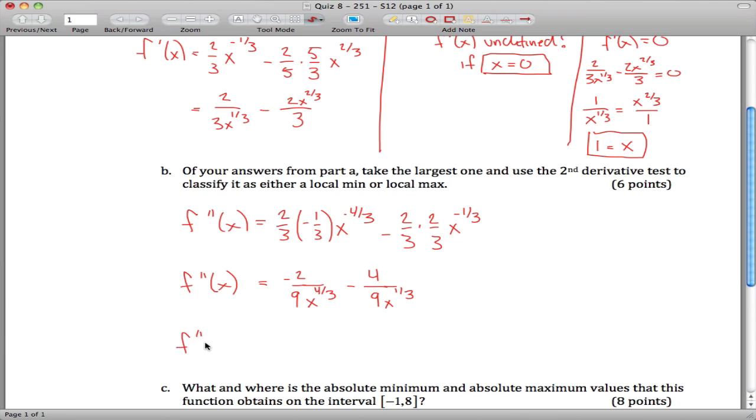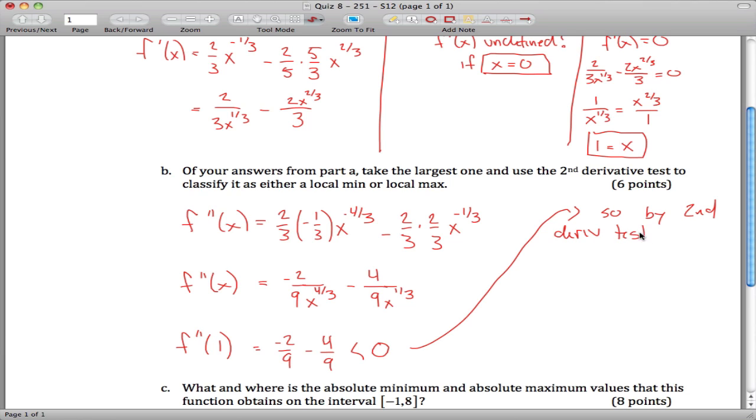What we need to know is, when x equals 1, is this thing positive or negative? This would be negative 2/9 minus 4/9, which is certainly less than 0. So by the second derivative test, x equals 1 is a local maximum. The idea is the derivative equals 0, so it's flat, and the second derivative is negative, so it's decreasing like that. You get this point right here, and you get a local maximum.